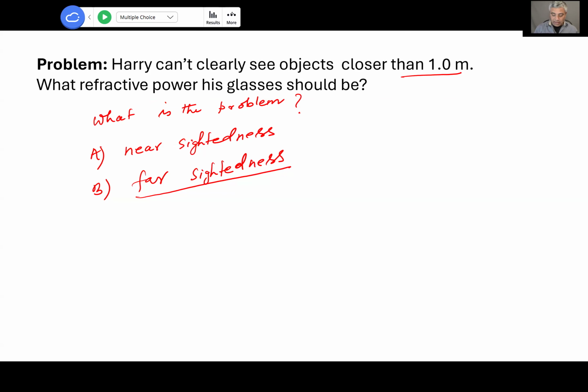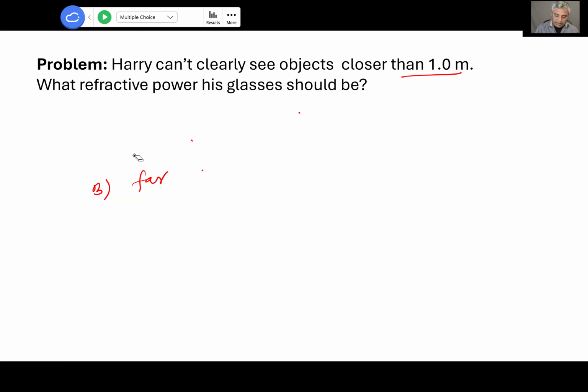Okay. So now, how do we solve this problem? We need the focal length so that we can find the power, right? That's what it is asking. And see, the power is uppercase P, and for object distance, I'm writing lowercase p. And for image distance, it's q. So we need this.